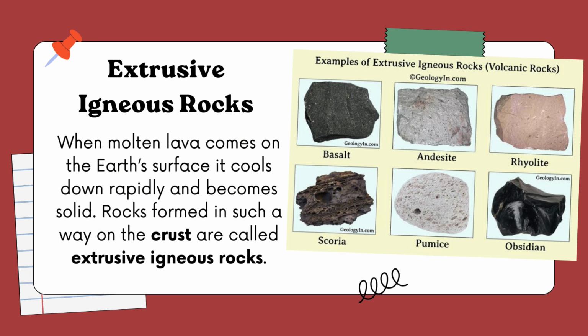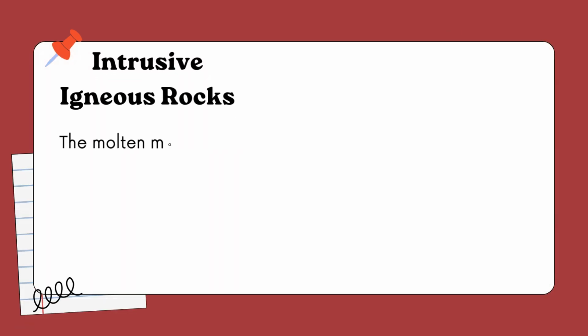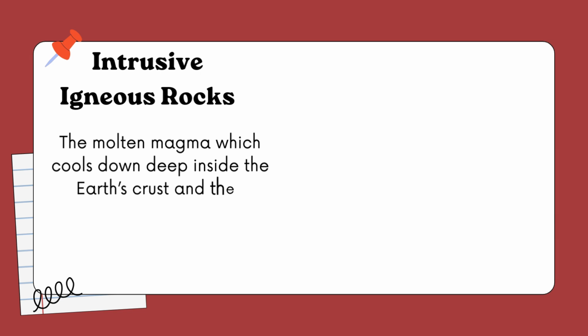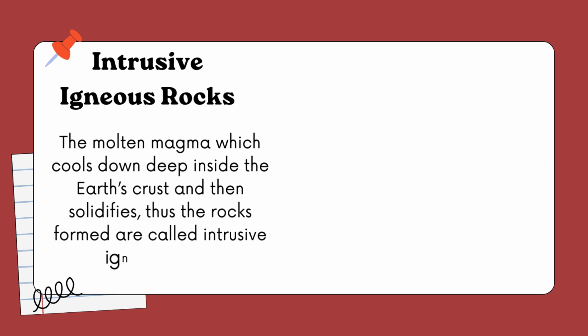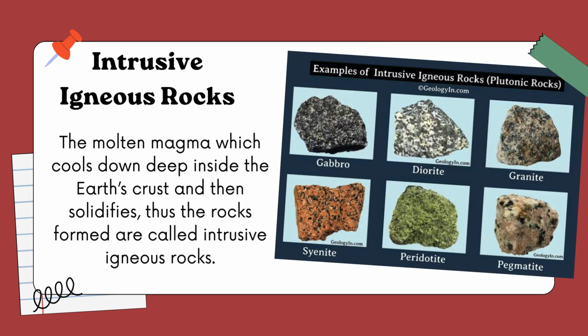But sometimes it happens that the magma that is deep inside the earth's surface cools down there itself. That molten magma which cools down inside the earth's surface forms intrusive igneous rocks. So extrusive igneous rocks and intrusive igneous rocks are both made up of molten magma, but one is made on the outer surface, that is known as extrusive, and the other is made in the interior of the earth's surface, and that is known as intrusive igneous rocks.